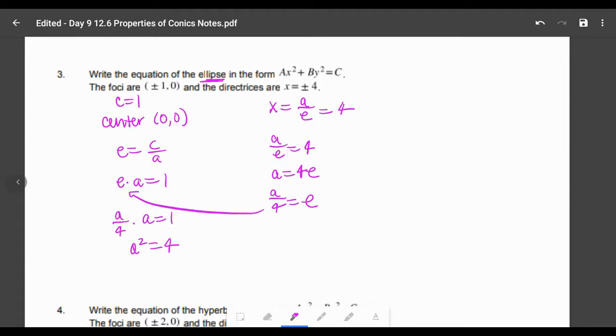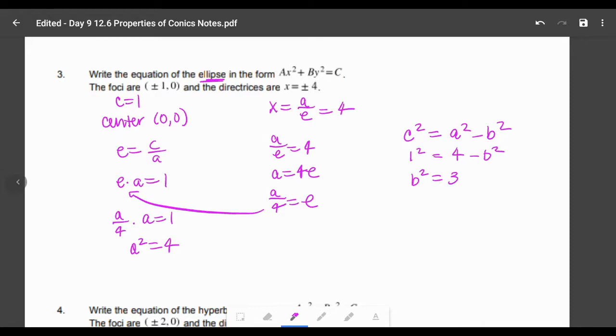All right, so I have a squared, I have c. Now I use my c squared equals a squared minus b squared, because it's an ellipse, we're going to subtract. I can put in 1 squared equals, now I already know a squared is equal to 4, so I don't need to square it again. And then I'm going to subtract b squared. So if I move b squared to the other side and I do 4 minus 1, I get 3.